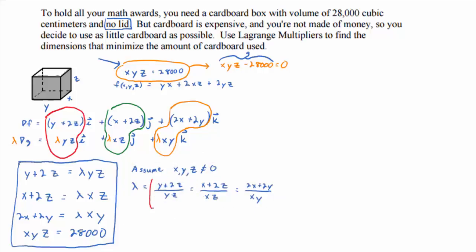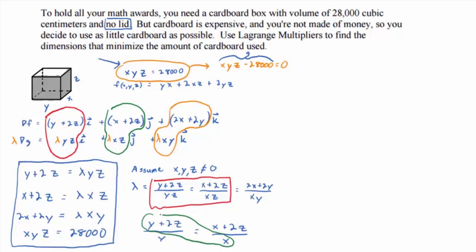From this first equality, I can go ahead and multiply through by z and get these guys to divide out just to simplify it. And if I do that, I actually get y plus 2z over y is equal to x plus 2z over x. And from that, I'm going to cross multiply. So x times the quantity y plus 2z and y times the quantity x plus 2z.